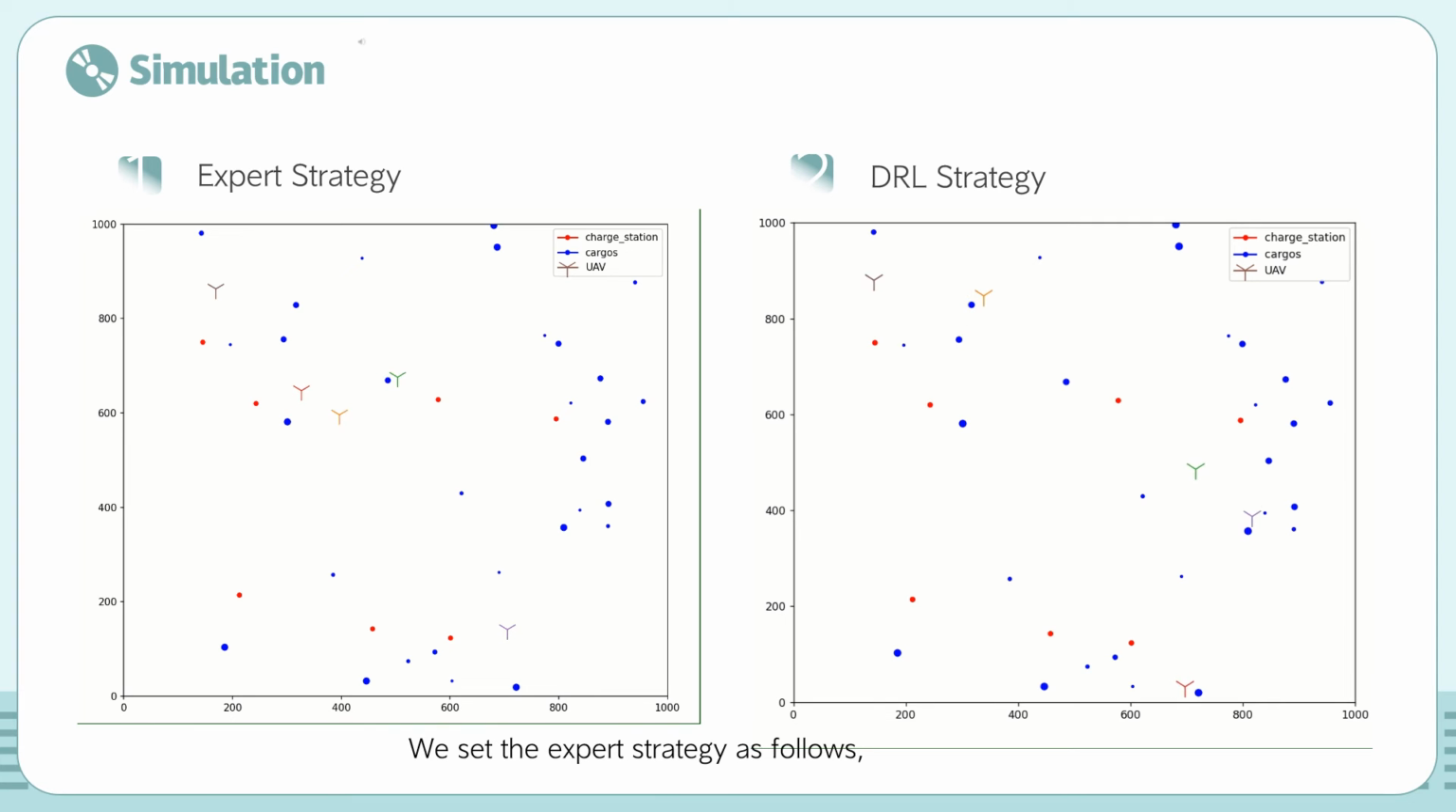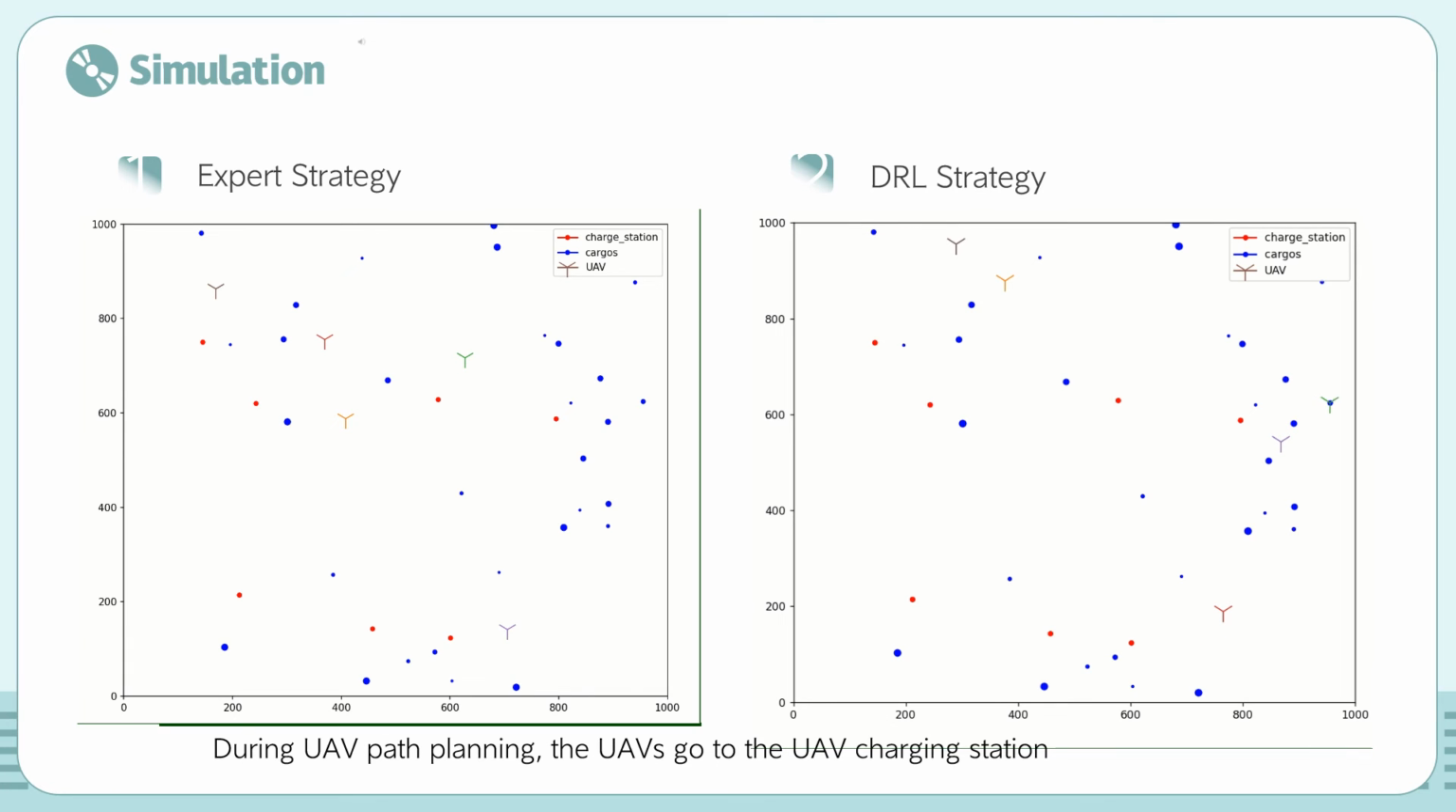We set the expert strategy as follows. During the selection of cargoes, UAVs select the nearest unselected cargoes. During UAV path planning, the UAVs go to the UAV charging station when the energy is below a certain value.